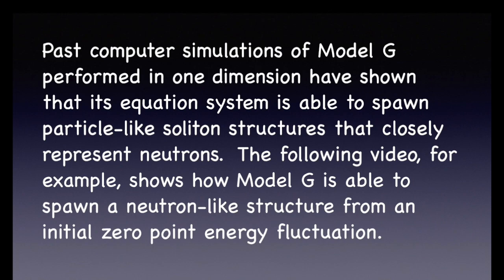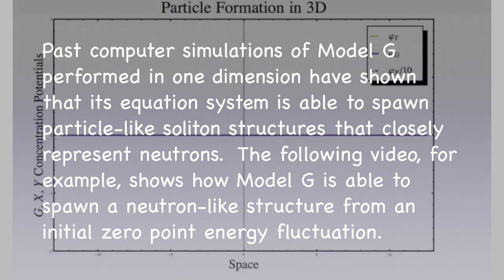Past computer simulations of Model G, performed in one dimension, have shown that its equation system is able to spawn particle-like soliton structures that closely represent neutrons. The following video, for example, shows how Model G is able to spawn a neutron-like structure from an initial zero-point energy fluctuation.